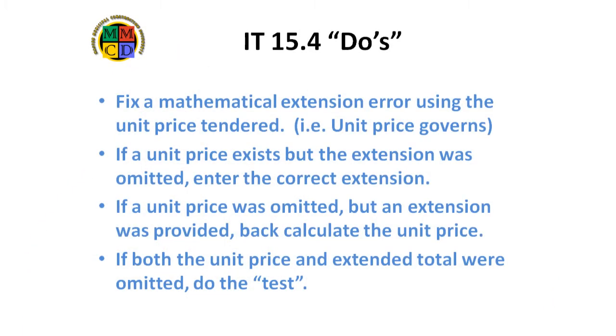Specifically, Instructions to Tenderers 15.4 clearly states how incorrect and missing data will be handled. Here's what an owner can, that is, must do. A, fix a mathematical extension error using the unit price tendered. In other words, unit price governs. B, if a unit price exists but the extension was omitted, enter the correct extension. C, if a unit price was omitted but an extension was provided, back calculate the unit price. But if both the unit price and the extended total were omitted, the owner must do a test.